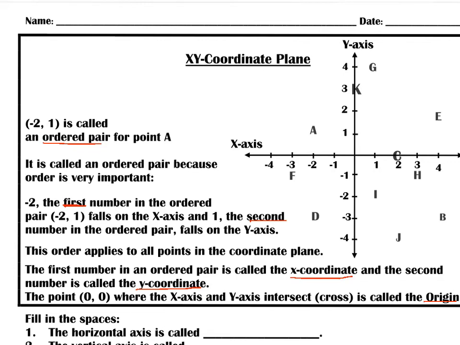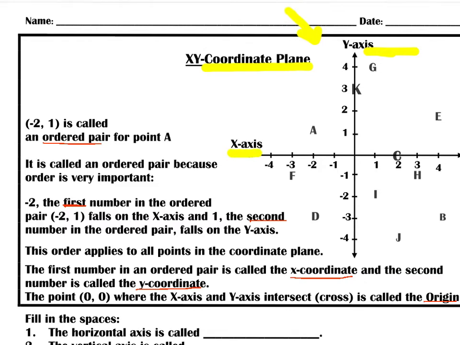Alright guys, tonight we're going to be learning about something called the coordinate plane. And you'll notice that here I have this grid. Probably most of you have seen them before. A couple things just to point out and remember. The up and down axis here, that's called the y-axis. And then the horizontal axis, that's called the x-axis.